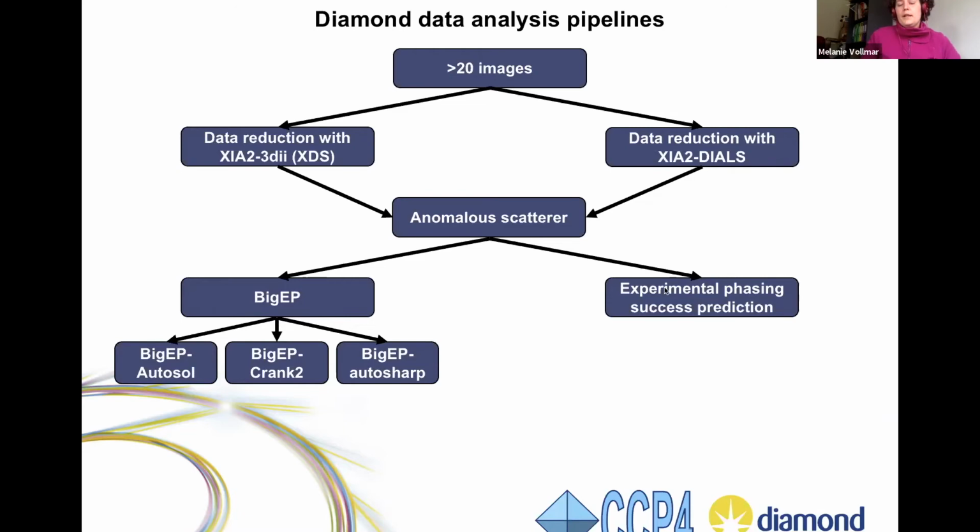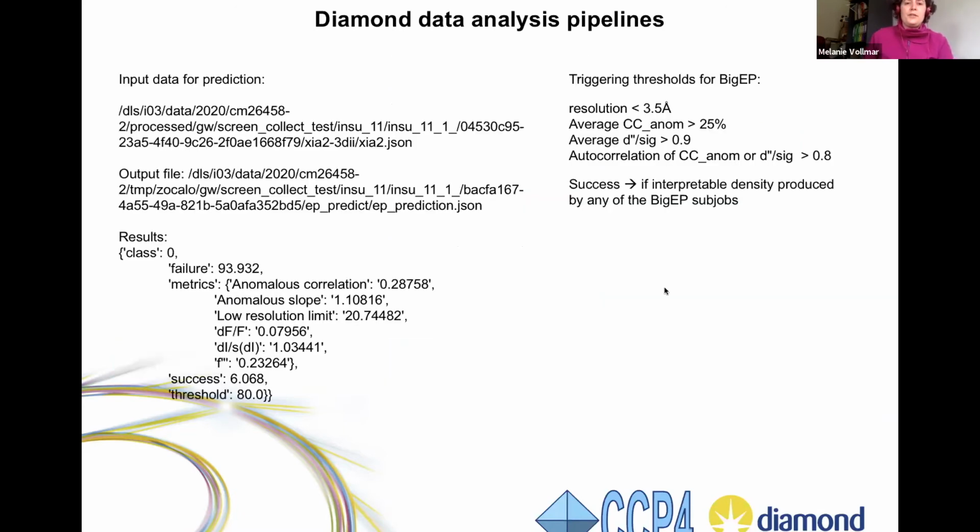There's also some additional information we need. In order for BigEP to currently run, we have a few thresholds that the data needs to fulfill when it comes off the data reduction step. If these are met, then the data gets into the BigEP pipeline, and we run the 3 sub-programs, AutoSol, Crank2, and AutoSharp in parallel. If these are not fulfilled, then the pipeline currently does not get triggered. The results from this step provide the ground truth for me at the moment.